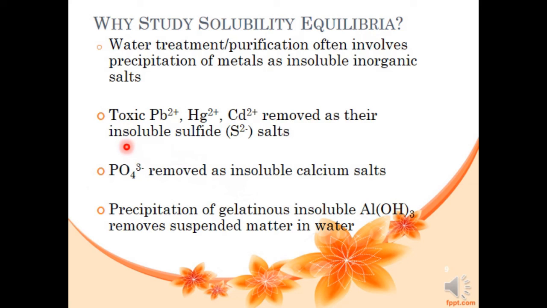Phosphate also can be removed as insoluble calcium salt. Precipitation of gelatinous insoluble aluminum hydroxide removes suspended matter in water. So many processes, without you noticing, involve chemical equilibrium.